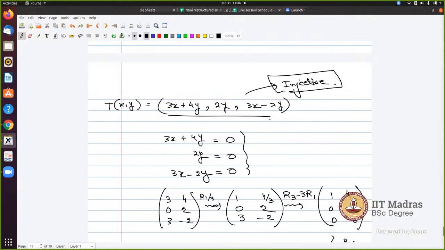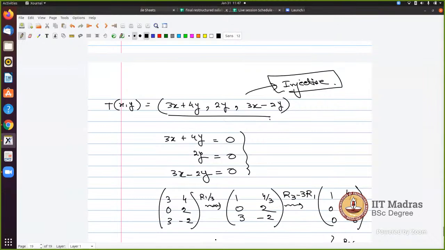Clear now? Great. Surjectivity you do yourself now. Here you have not taken the augmented matrix, just the left hand side part, because here Ax equals 0. For Ax equal to 0, we don't have to bother about the augmentation, because if we take the augmented matrix, the last column will always be 0, 0, 0.